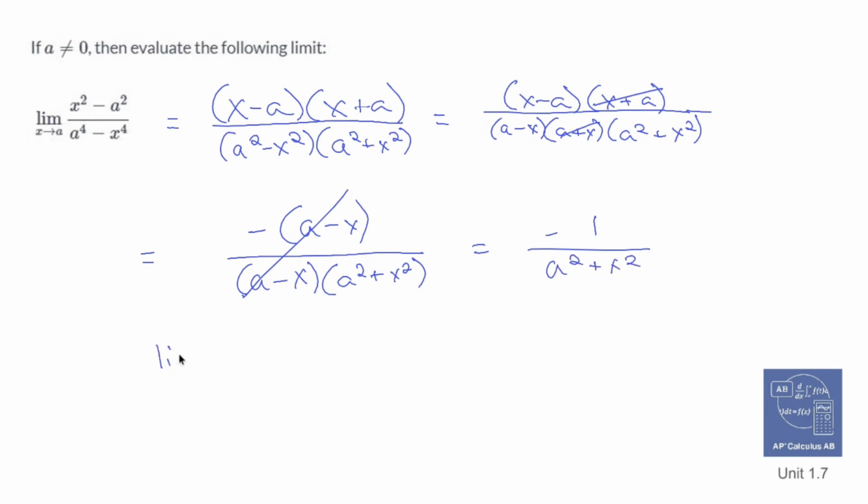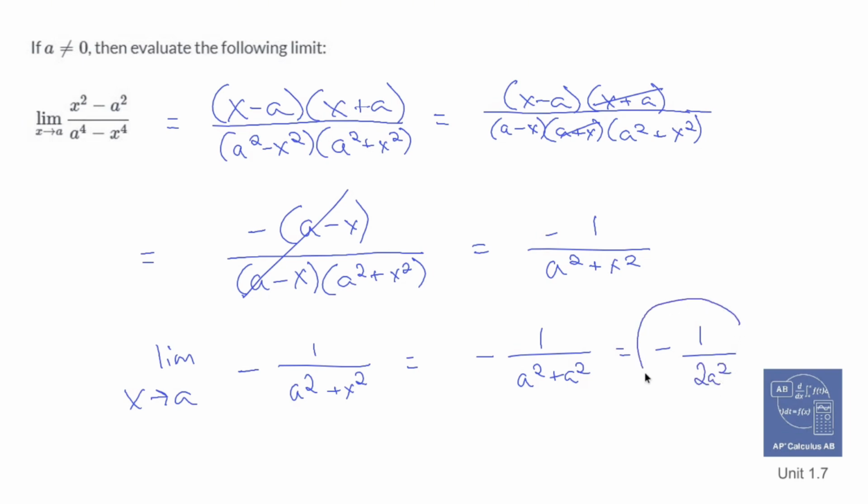Now if I take the limit as x approaches a, bring that negative out front of 1 over a squared plus x squared, that gets me -1 over a squared plus a squared, which is -1 over 2a squared. Very bizarre problem. But yeah, that's how you would do it.